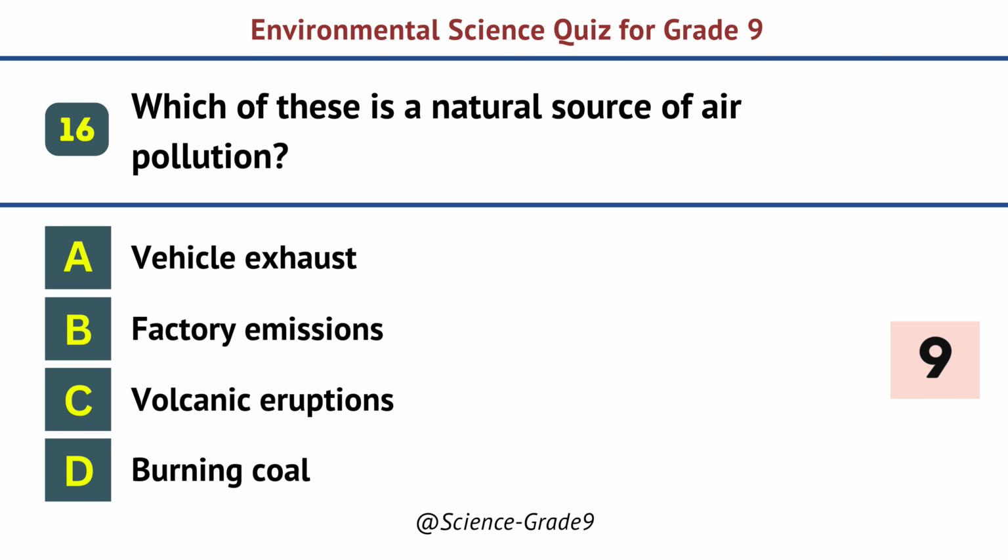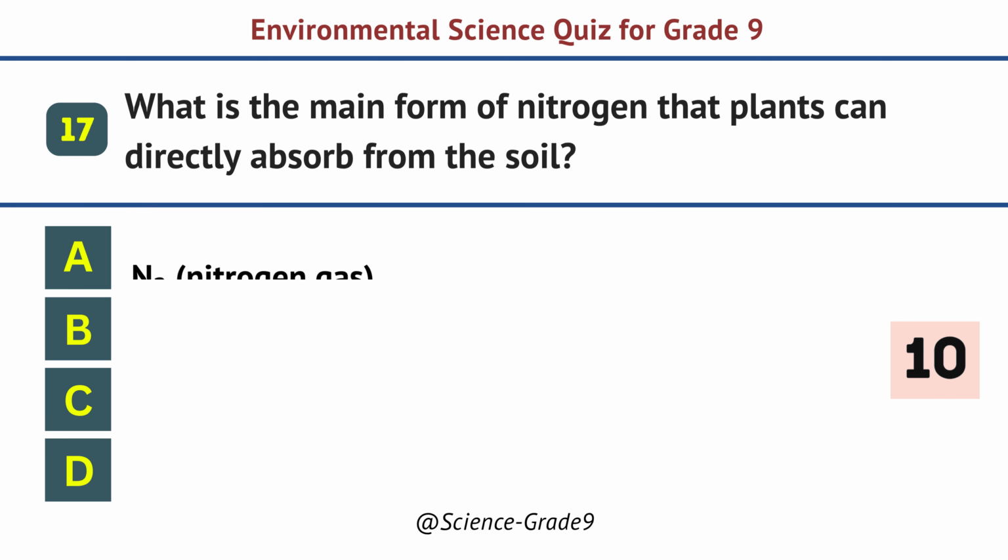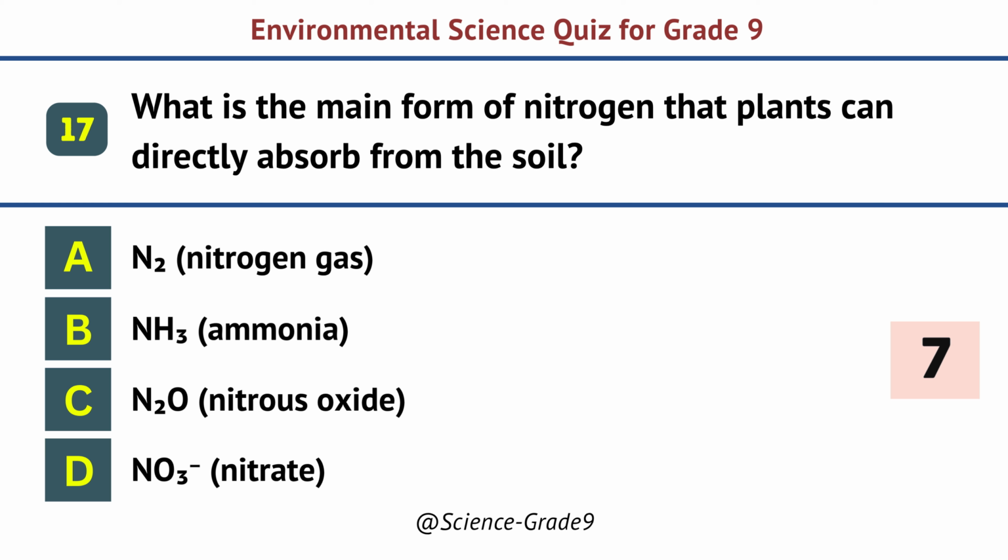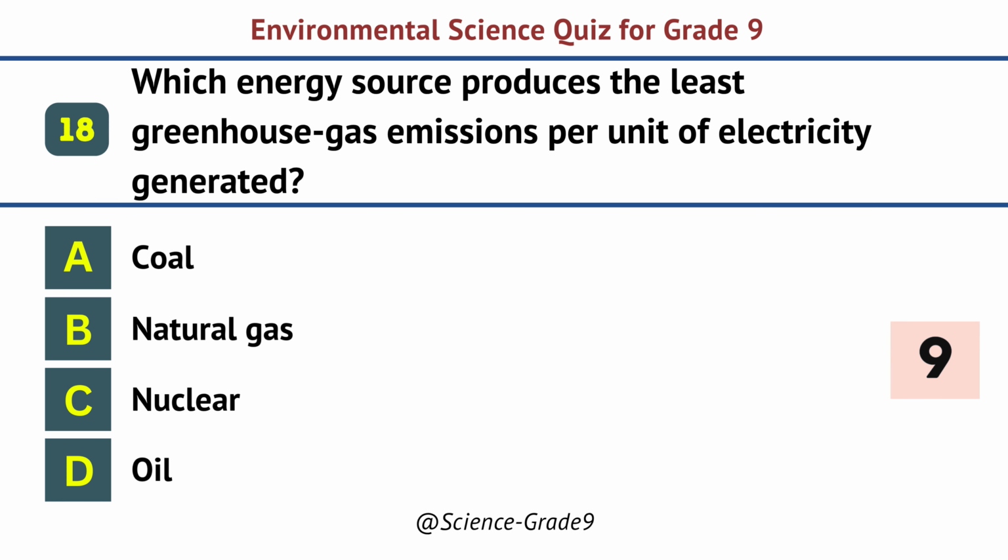Which of these is a natural source of air pollution? Volcanic eruptions. What is the main form of nitrogen that plants can directly absorb from the soil? Nitrate. Which energy source produces the least greenhouse gas emissions per unit of electricity generated? Nuclear.